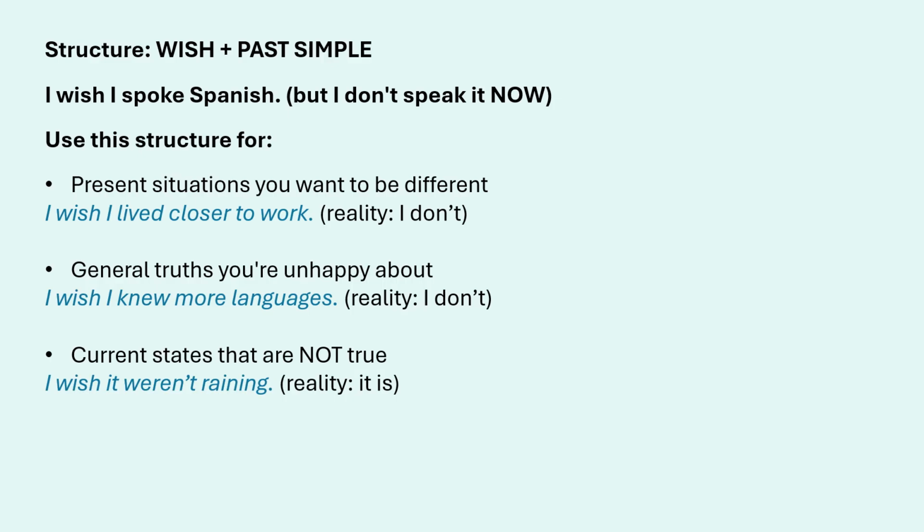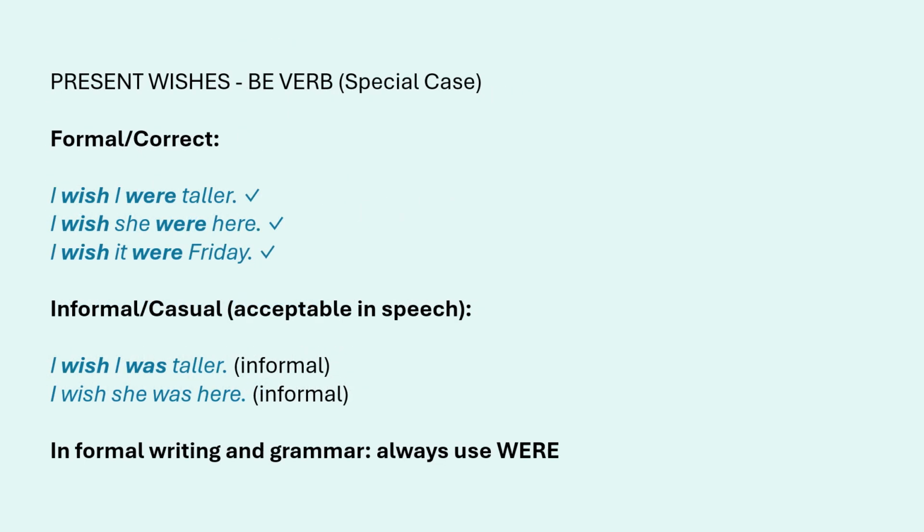Reality: I don't. General truths you're unhappy about. "I wish I knew more languages." Reality: I don't. Current states that are not true. "I wish it weren't raining." Reality: it is. Present wishes.